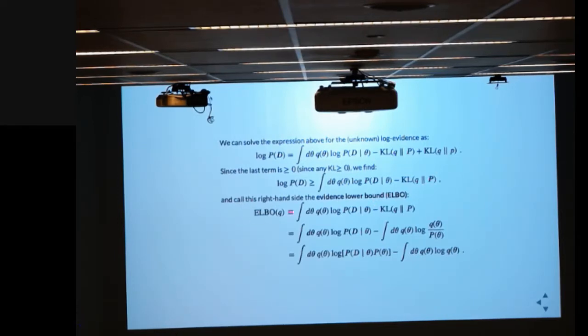The ELBO is just this thing right here, and you can do some more algebra to write it out like that. Notice that now we've got it into a form where these are just expectation values over q. There's a q weight there and a q weight there. So it's the expectation of this thing here, the numerator of the posterior, which we can calculate, and the log of our approximating family. So everything here we can calculate. We've just got a difference between two expectation values.